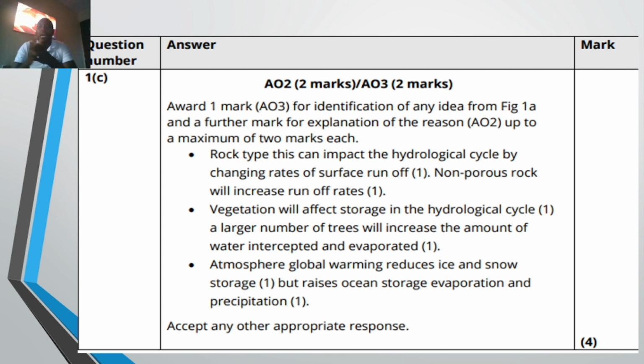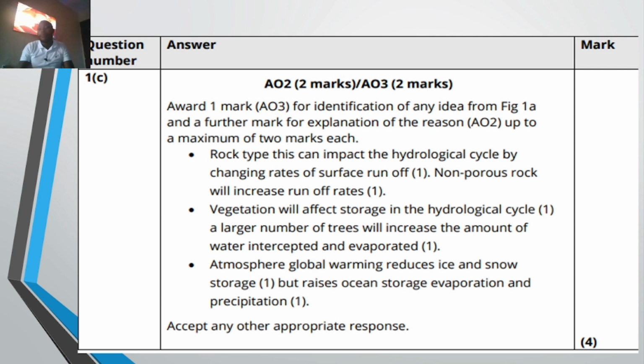So when you identify an idea, for example, rock type can impact the hydrological cycle by changing rates of surface runoff, you are given 1 mark. Don't just say rock type because it's written there. When you say rock type alone, you're going to get 0. But when you say rock type and give an idea of what we expect, rock type can impact the hydrological cycle by changing the rates of surface runoff. How now? When you explain it, you can say non-porous rock will increase runoff rates.